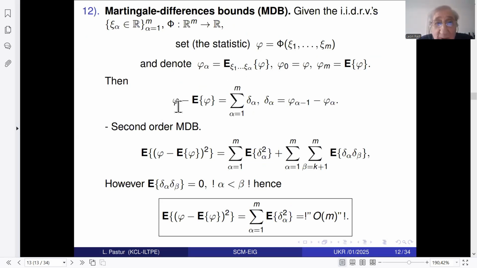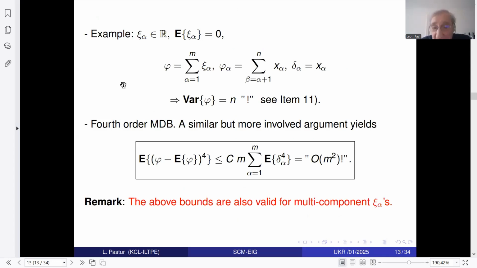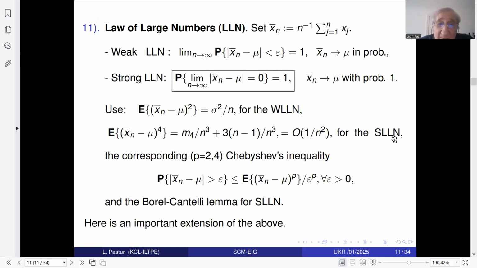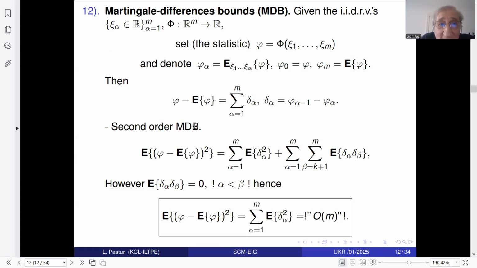One more fact which I need, the following. This is an elementary thing you find in any book on probability theory. A more sophisticated fact, which is based on the same ideas but with a bit more delicate applications, is the following.